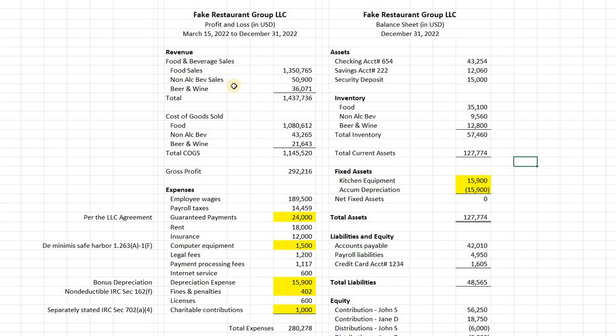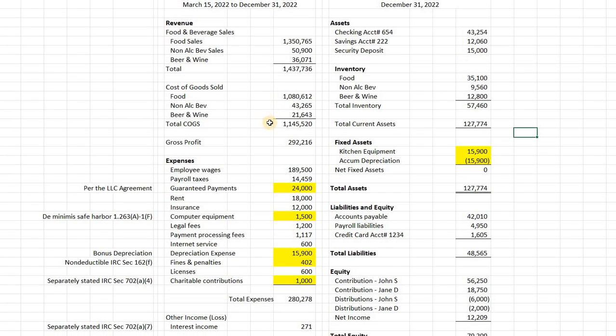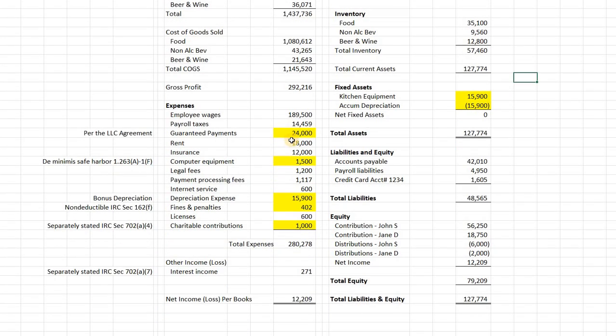So we've got our revenue up here, food and beverage sales. So these are the gross amounts of sales separated by category. The cost of goods sold, right? So these are inventory numbers, right? So inventory is increased by purchases, and it's reduced by cost of goods sold, and the cost of goods sold are a deduction, right, in arriving at book income and for tax purposes as well. So we'll go through those numbers in more detail when we get to the 1125.